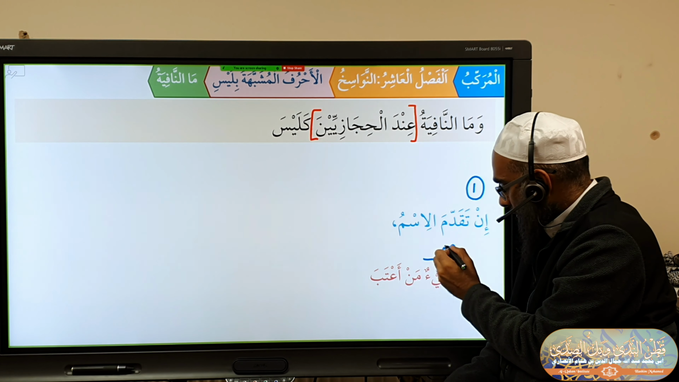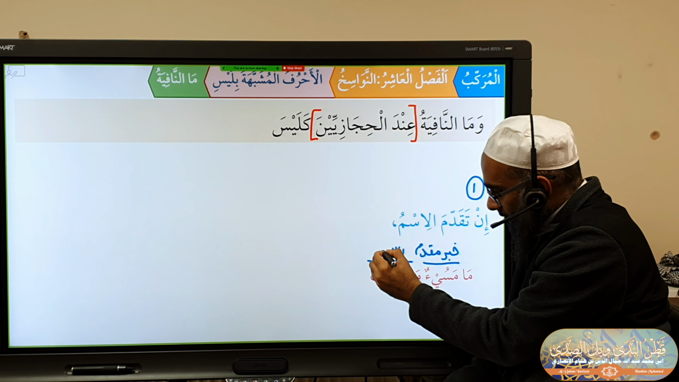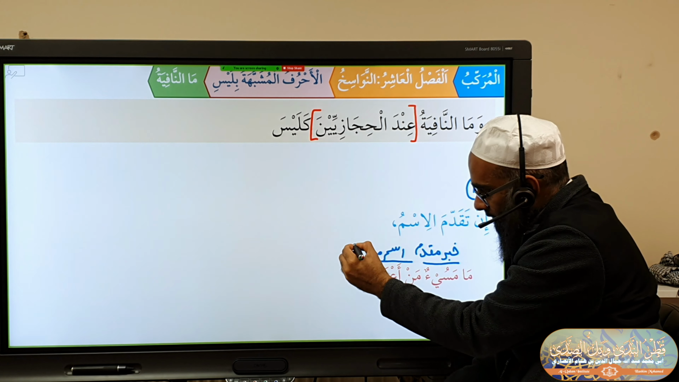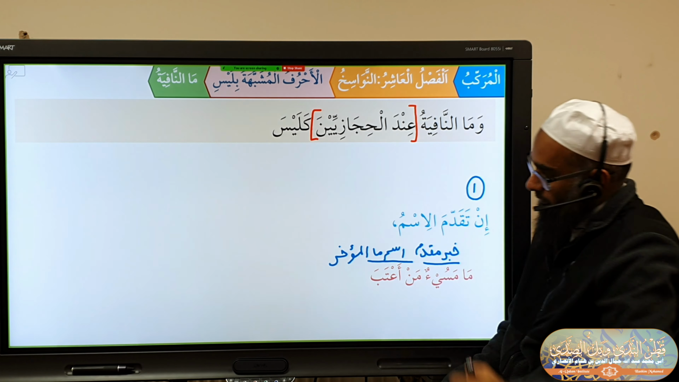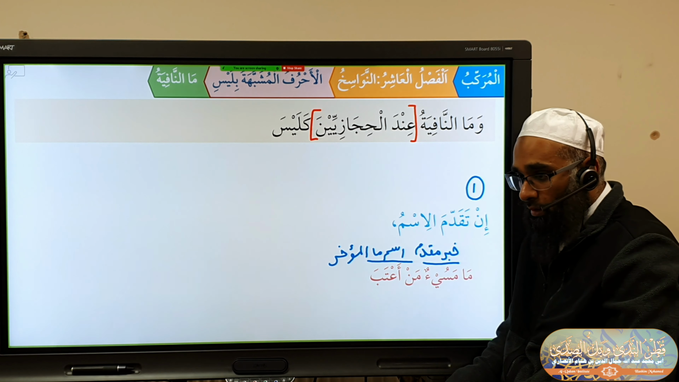No, it's not ism. Musi'un becomes khabarun muqaddamun. And man a'taba becomes what? Ismu ma al-mu'akhar. You following? So are these the conditions that it needs to be for ma to do amal, to become like laysa? So in this example, man a'taba is the ism.